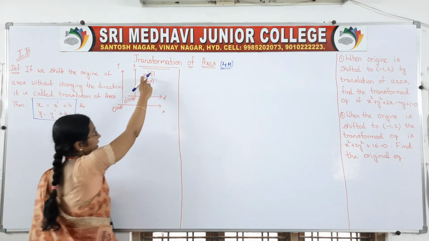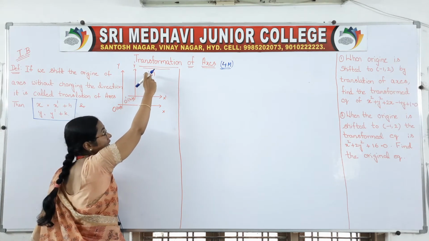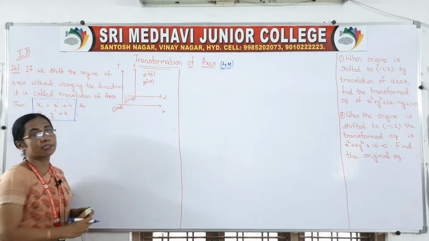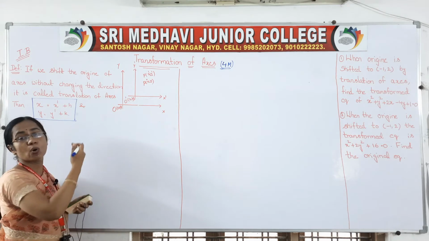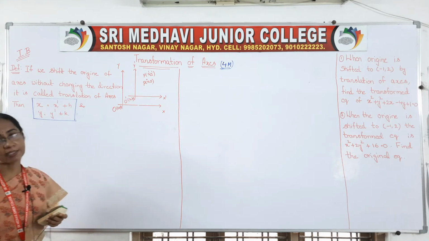Actually, what is this x dash, y dash? These are coordinate points. P(x dash, y dash) is the coordinates with respect to the new axis. P(x, y) is the point with respect to the old axis. P(x dash, y dash) is the point with respect to the new axis.